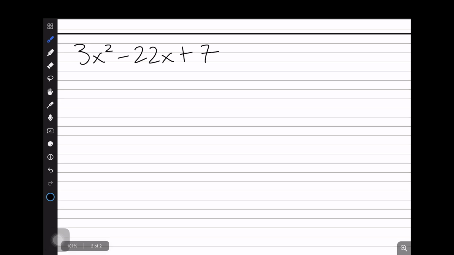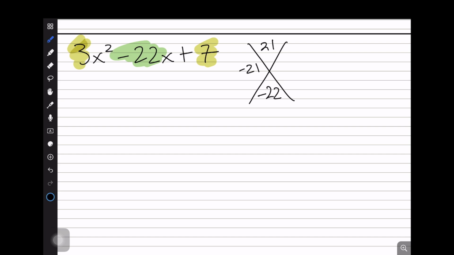So you want to start this the same way. You want to do the big X. The first term times the third term is going to be 3 times 7. That's going to give you 21. That goes on top. The second term is going to be negative 22. That goes on the bottom. So now think, two numbers that multiply to 21 but add up to negative 22. Well, that's going to be just negative 21 times negative 1.